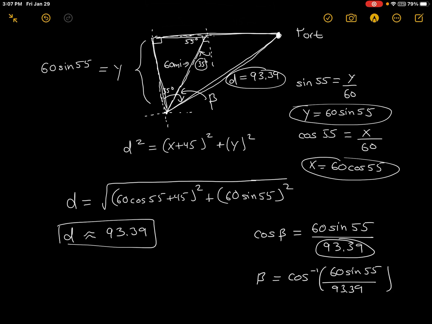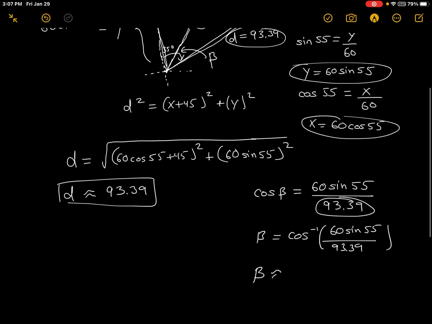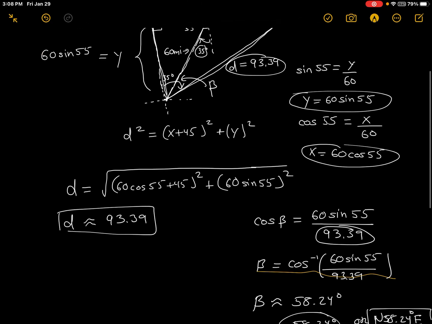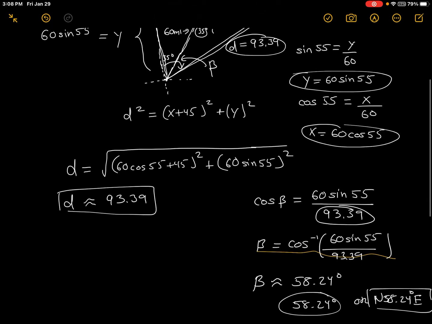So your beta is approximately equal to 58.24. You could just write 58.24 degrees, or you could say north 58.24 degrees east. Again, keep in mind, I think I wrote 60 in class for the denominator. And I think Alan pointed that out. So please take a look and make a correction to your notes.